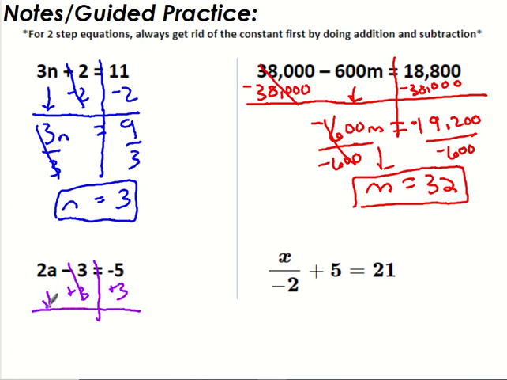Those go away. I bring down what I haven't worked with yet. I haven't done anything with this 2a, so I'm bringing that down. Negative 5 plus 3 is negative 2. Okay, and then now I need to divide both sides by positive 2, and I get a equals negative 1, because negative divided by positive is negative.